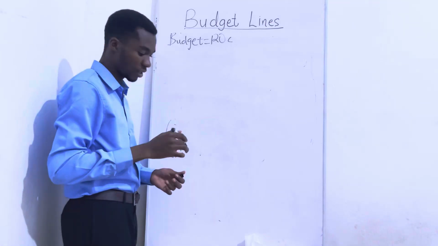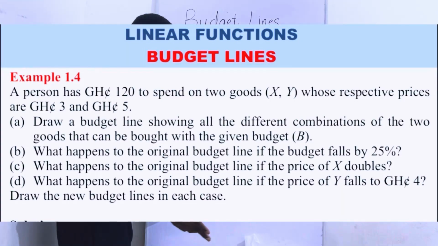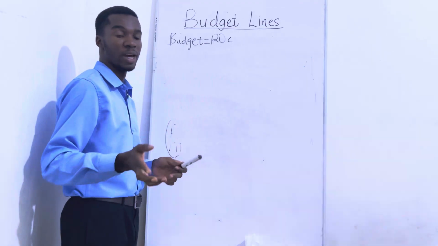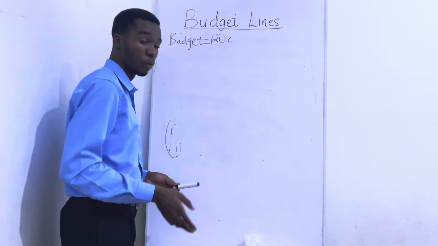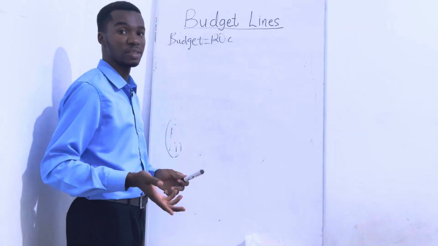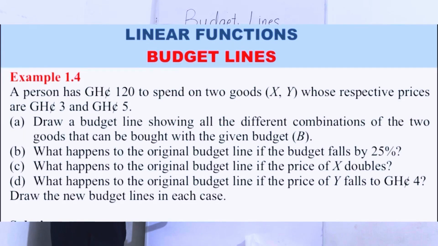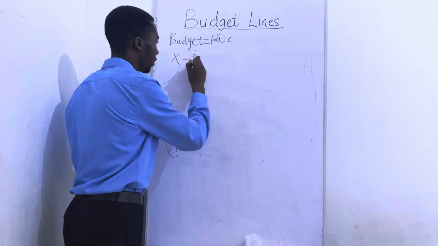So the first one, I used fruits and vegetables. This time they said X and Y. So they said whose respective prices are 3 cedis and 5 cedis. So always the first one is your X, the second one is your Y. So assuming they said he's going to spend on fruits and vegetables, 3 cedis and 5 cedis, it means the first one is fruits, the second one is vegetables. So since they said the prices are 3 cedis and 5 cedis, it means the first one, so our X, is 3 cedis.